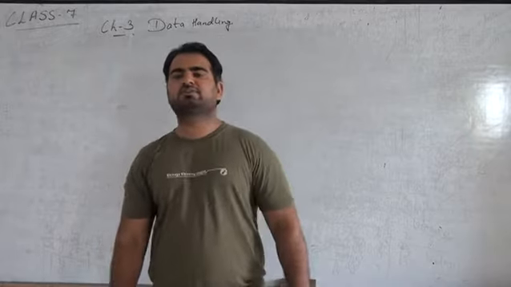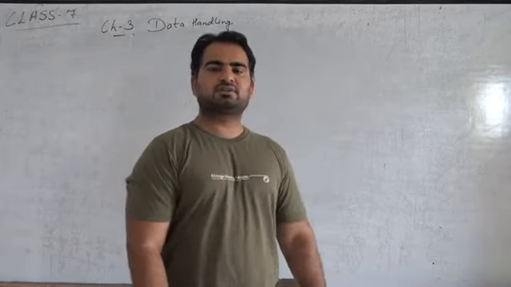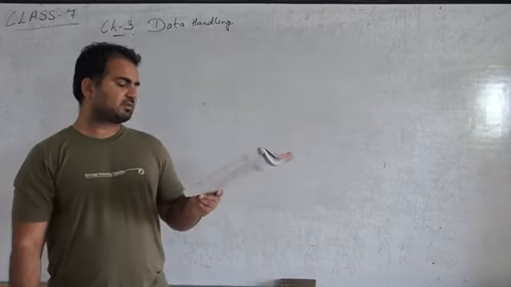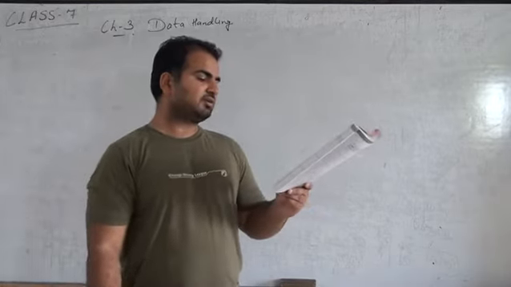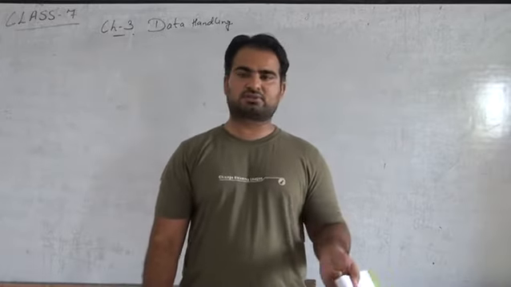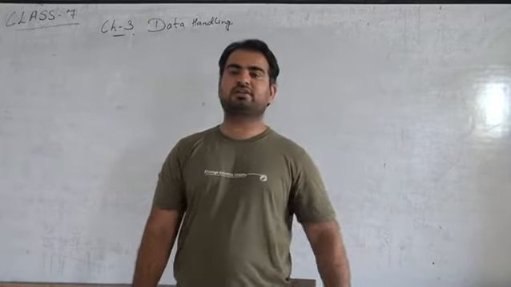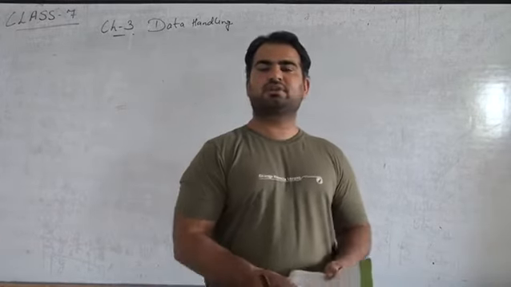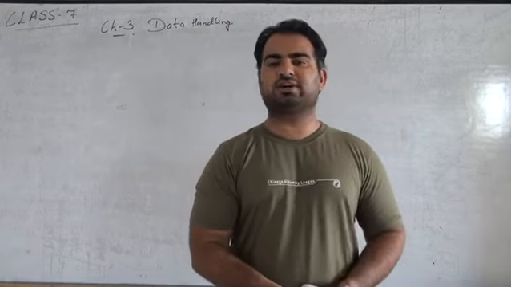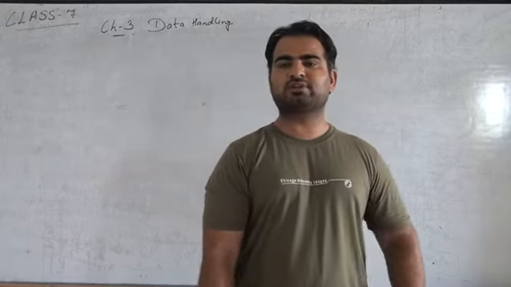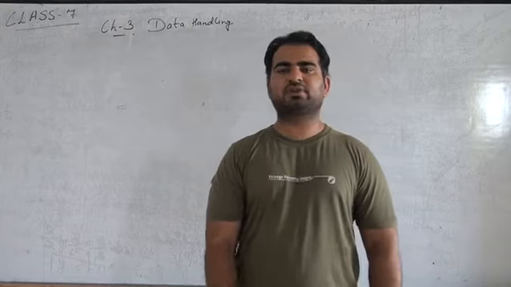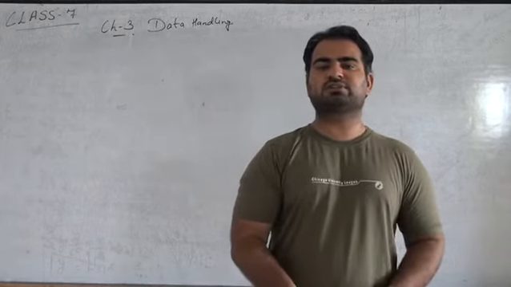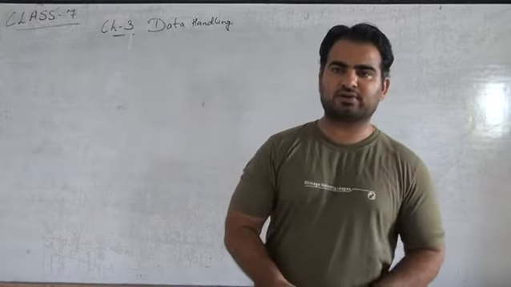Good time class. In this video we are going to solve exercise number 3.1. Question number 1 is: find out the range of height of any 10 students of your class. So take any 10 students from your class and find the highest height and the lowest height among the chosen 10. Then subtract the lowest value from the highest value. This will be your range of height.